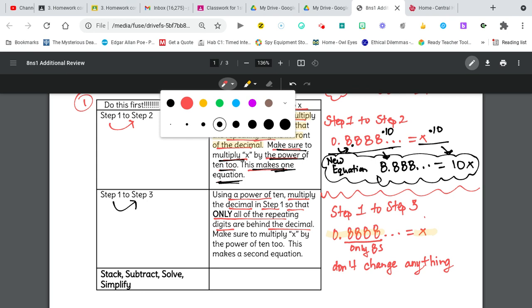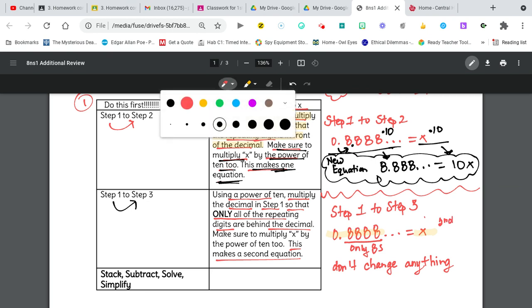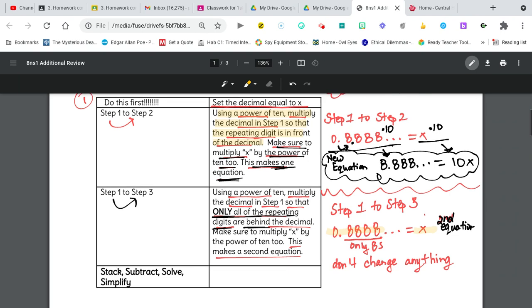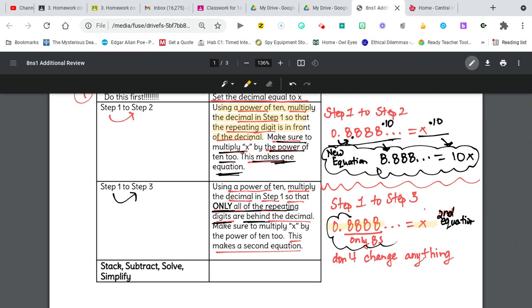We're going to use this. It says this makes a second equation. We're going to use this as our second equation. Let me code it. We're not changing a thing. Why? Because only all of the repeating digits are already behind the decimal. So I don't have to change anything. I get to keep the decimal and the x. So I'm just going to focus on this.